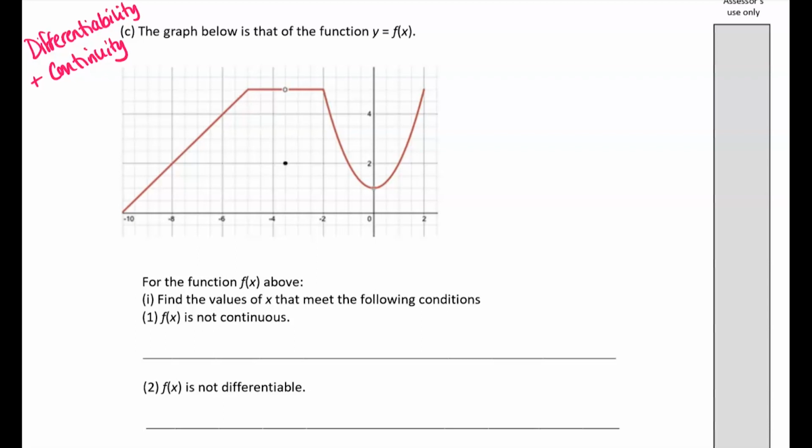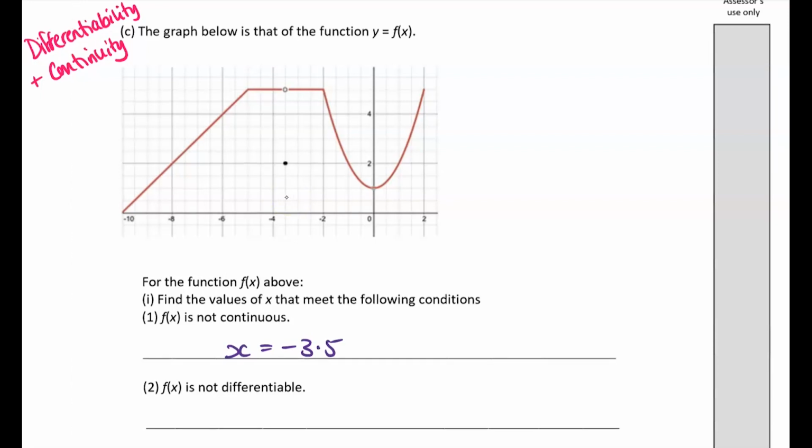F of x is not continuous. For that we want anywhere where there is a break in the line. That is right here. We have a little hole in our graph at this point here, and that is when x equals minus 3.5.